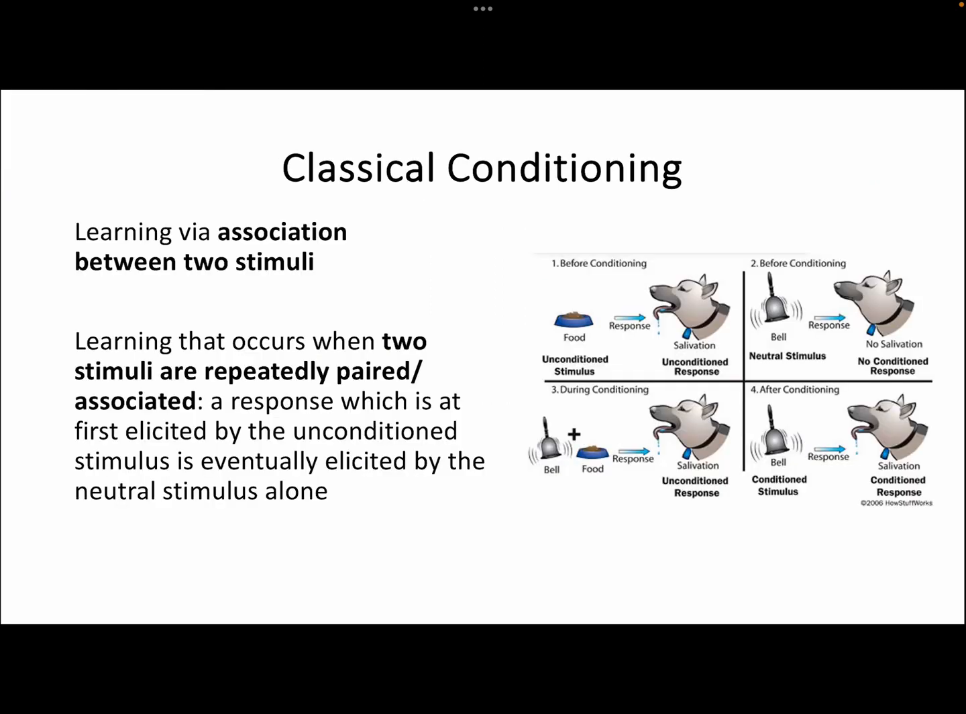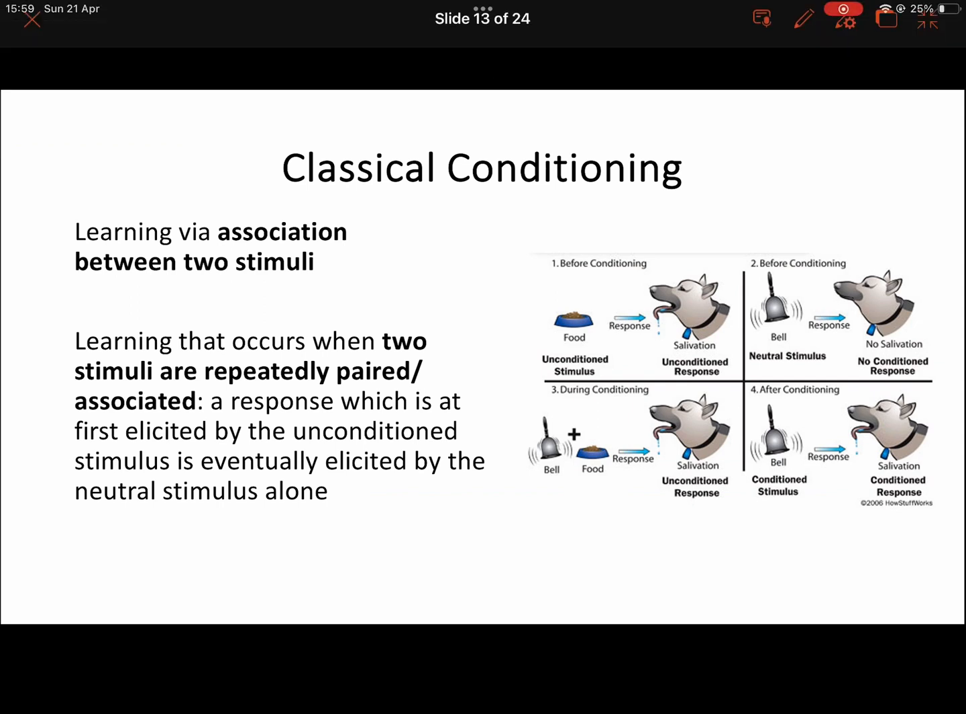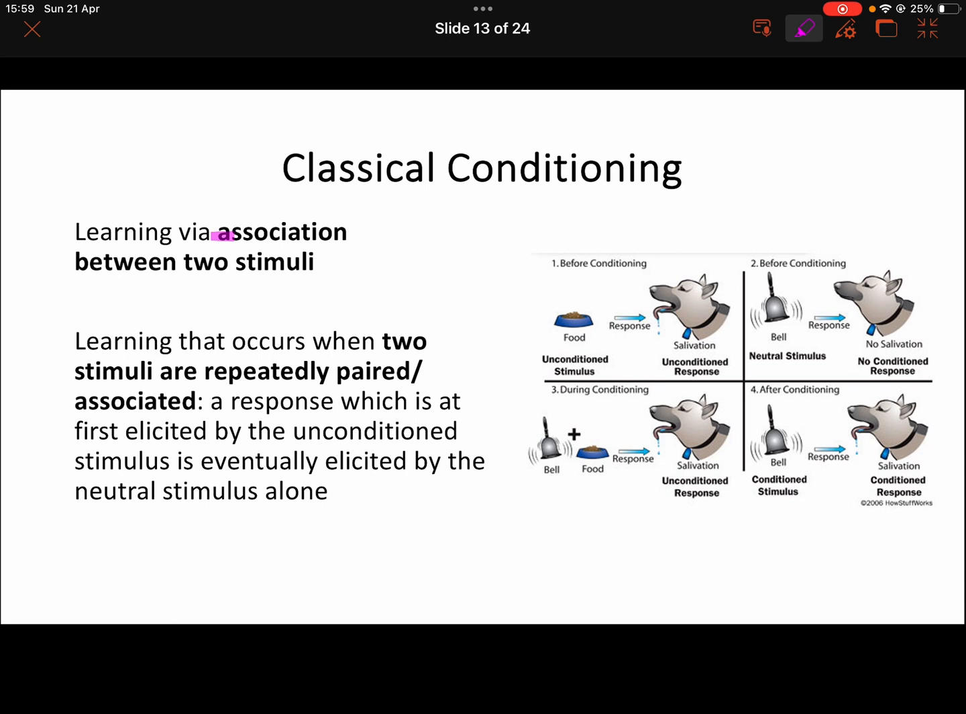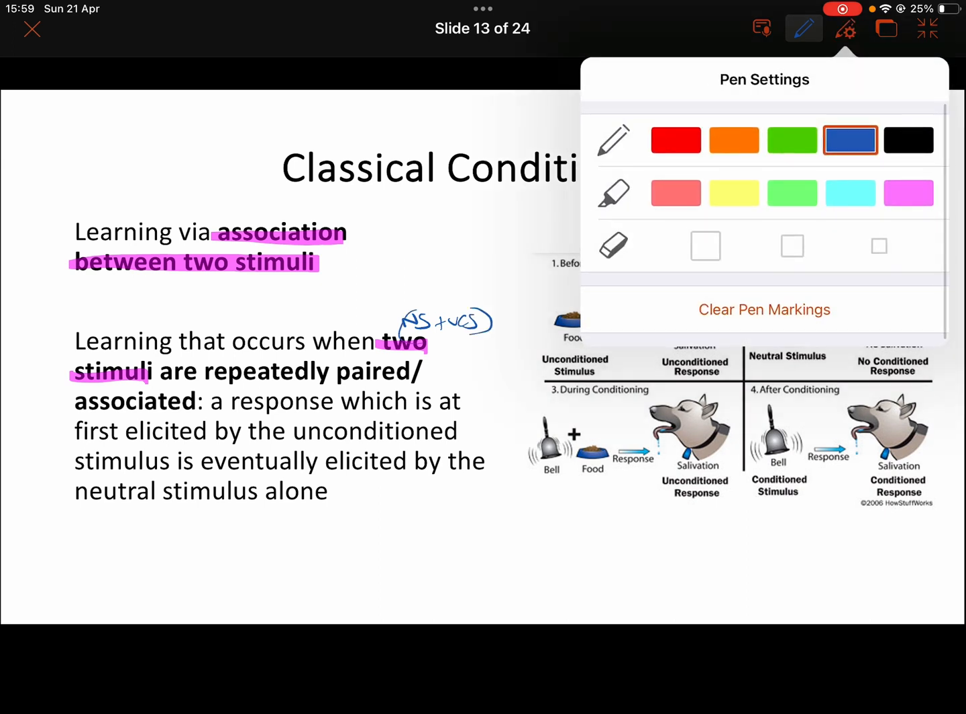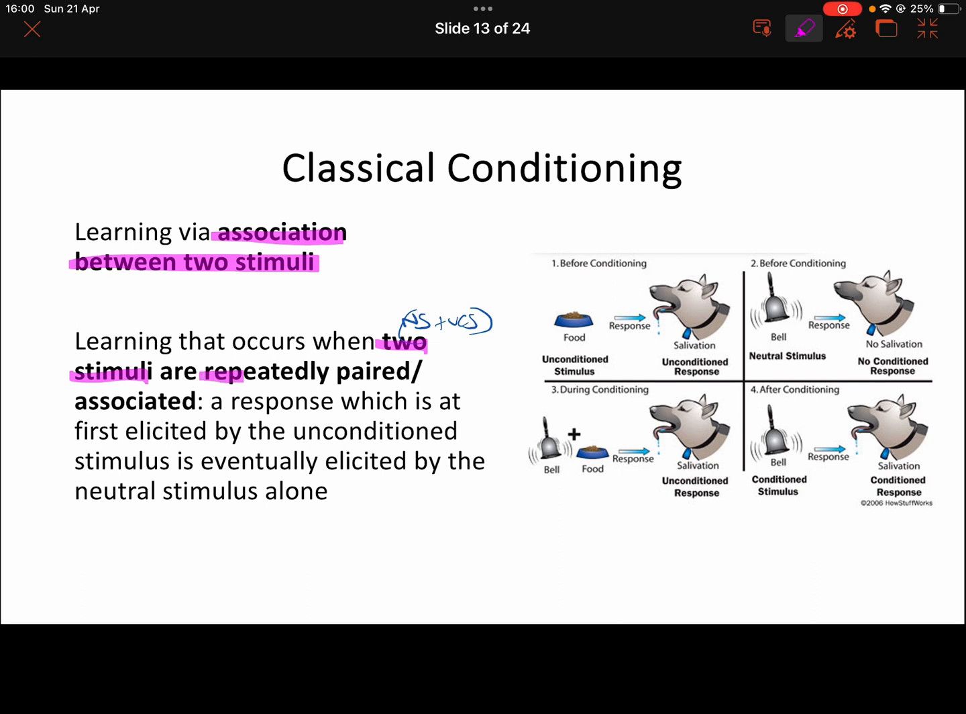So classical conditioning is learning via association between two stimuli. Really important that we know that definition. Learning via association between two stimuli. That's the short way to explain it. The longer definition is learning that occurs when two stimuli, i.e. the neutral stimulus and the unconditioned stimulus, are repeatedly paired. Classical conditioning is not one-trial learning. It happens over a number of different pairings. The association occurs over time.